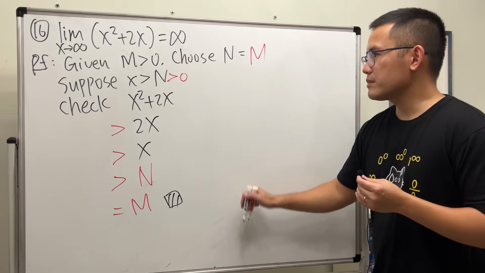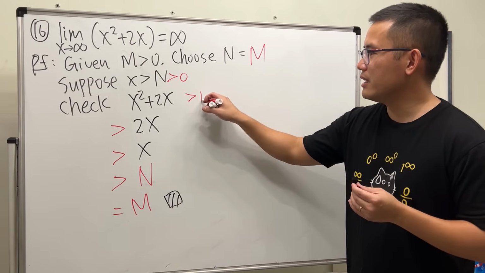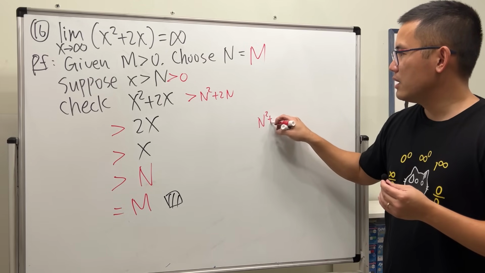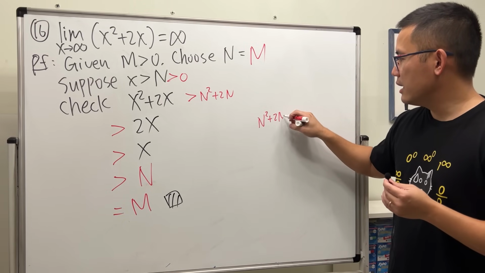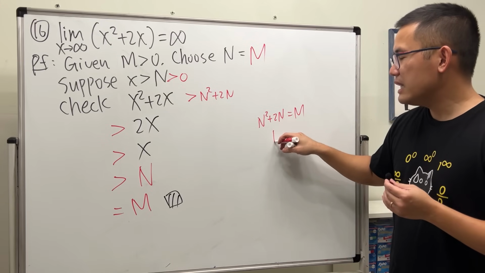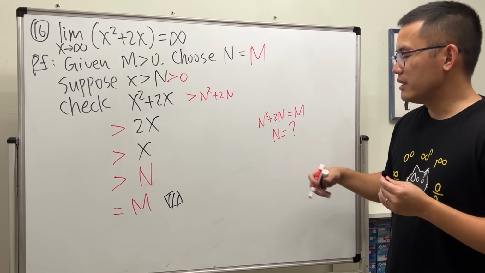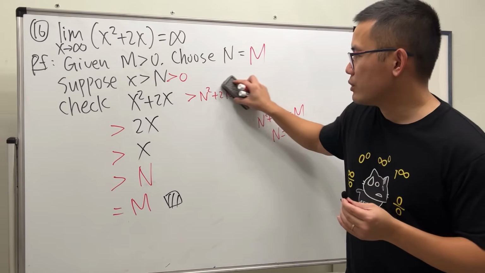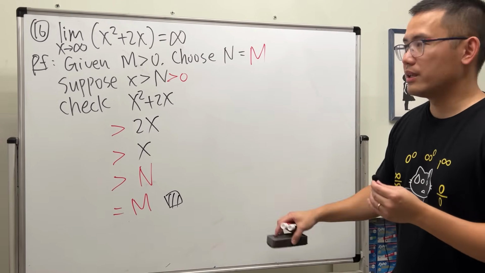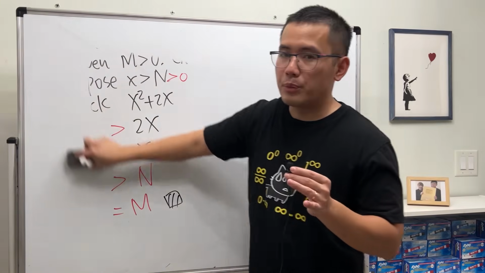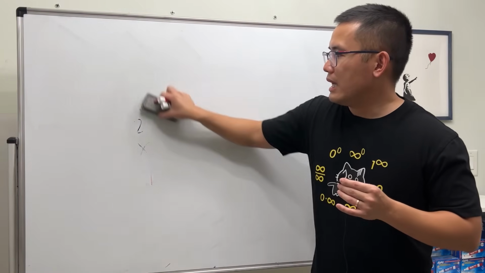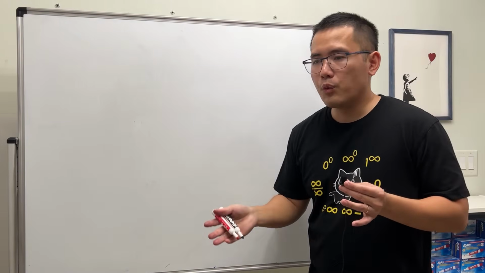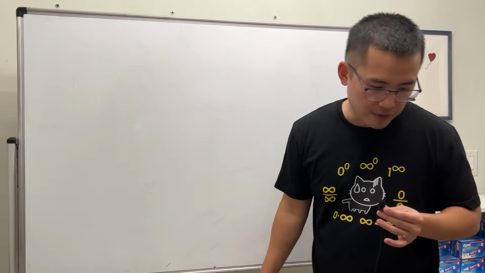If you really want to, you could have done it as this is bigger than n squared plus 2n, and then set that to be m. And yeah, if you do it like this, then n will be the best n for this proof, but you really don't need to. This right here is okay, and this right here is okay. Remember in my previous video, I mentioned that you may have different choices in terms of expression for delta or for the n, all that stuff, right?